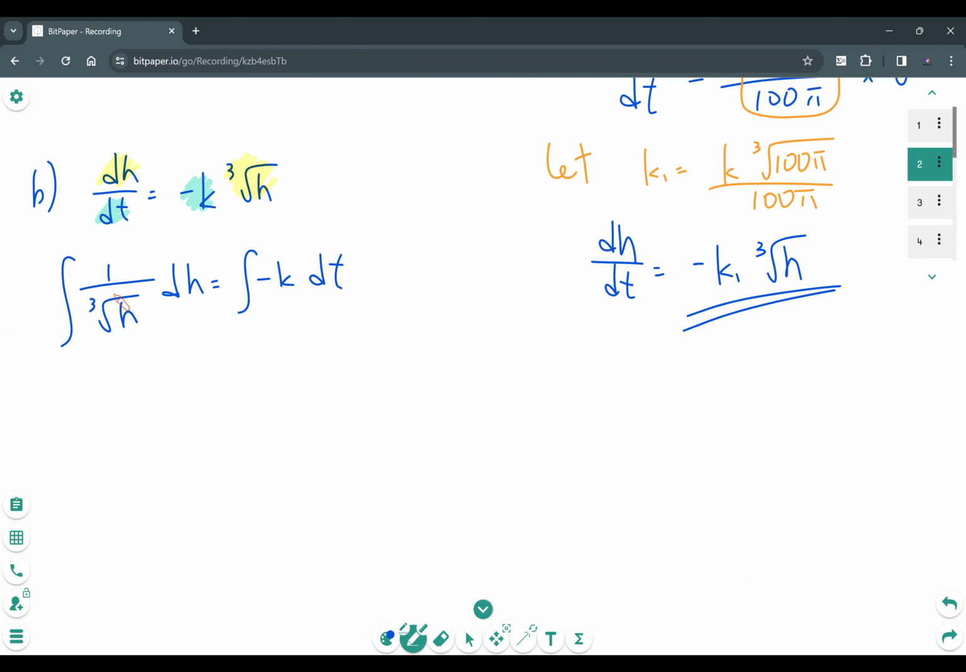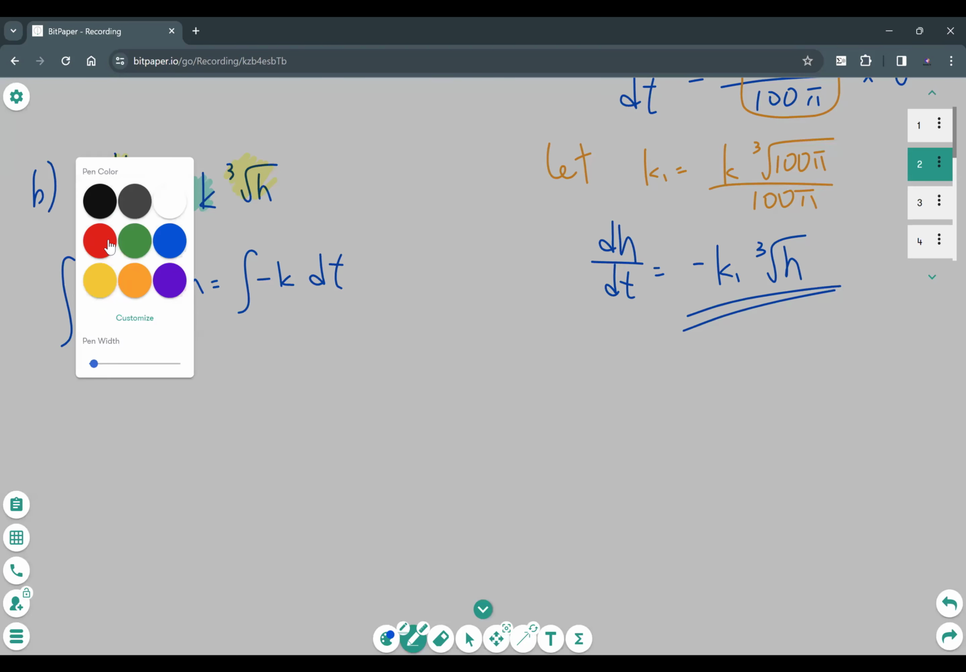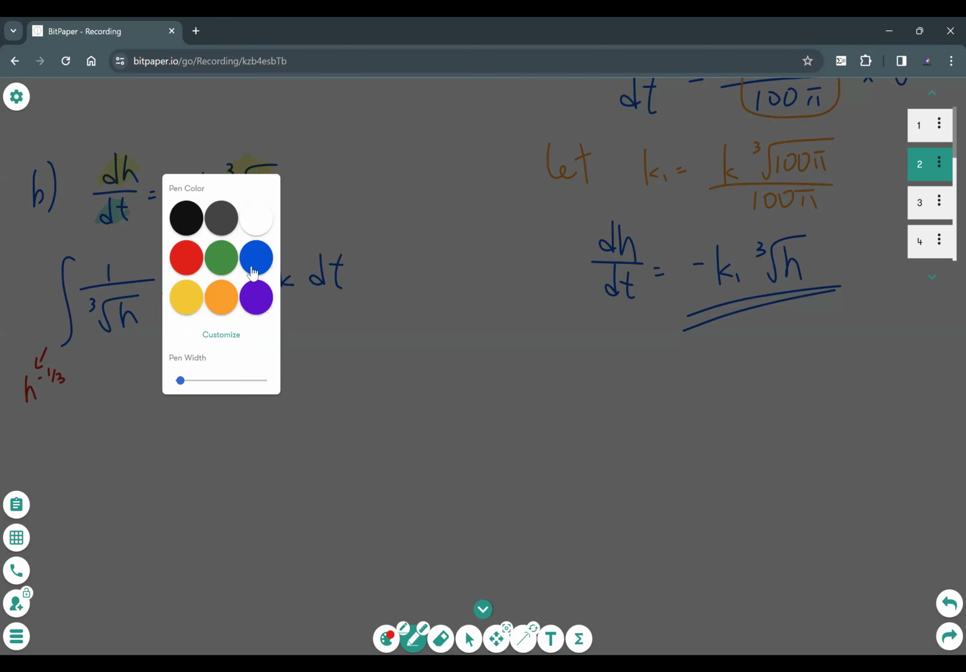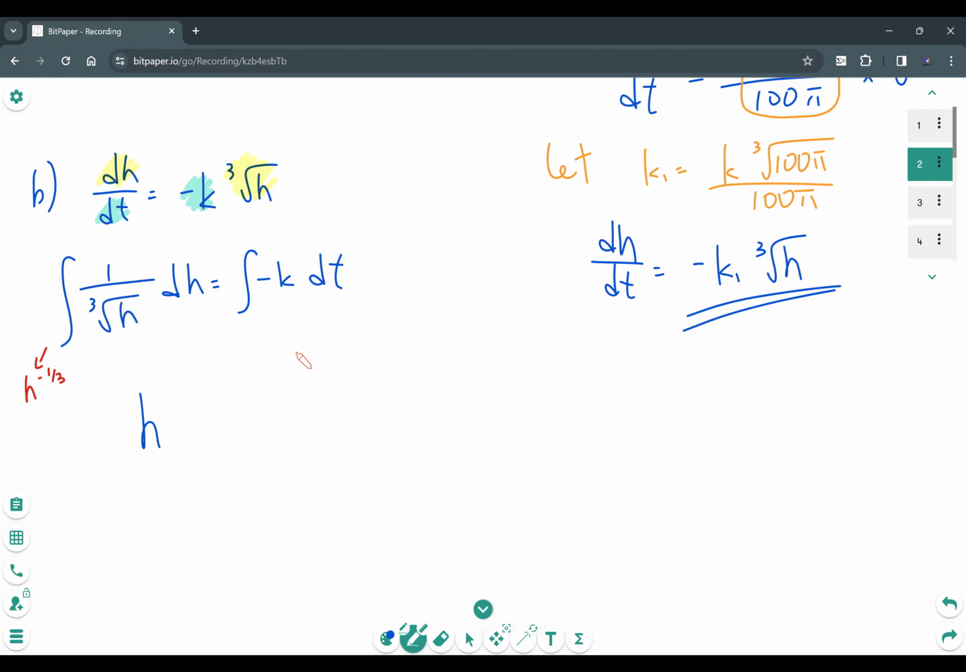Right, left hand side is h to the power of negative a third. So to integrate h to the power of negative a third, simply add 1 to the power, so h to the power of 2/3 divided by the new power, 3 over 2, equals, to integrate minus k dt, minus k is a constant. So imagine you're integrating minus 5, you'll get minus 5x. So in here it'll be minus kt plus c.